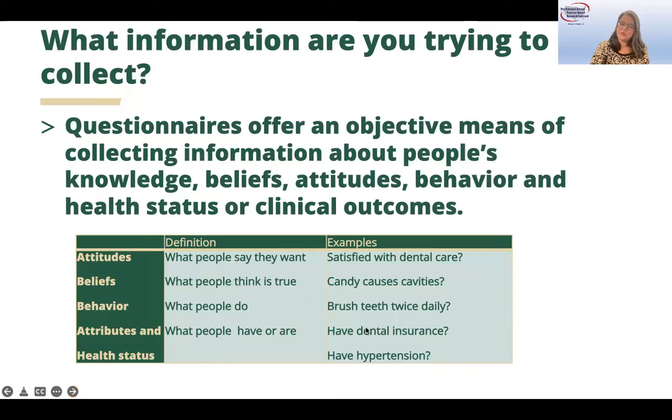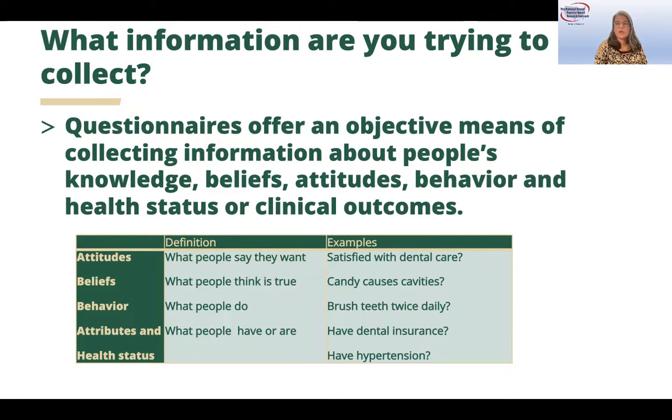What information are you trying to collect when you use a questionnaire? So we could be thinking about attitudes. Are you satisfied with dental care? Beliefs, what people think is true. Do you think candy causes cavities, for example? Behavior, what people do. Do you brush twice daily? Attributes and health status, what people have or are. So do you have health insurance? That would be an attribute or health status, like have you had hypertension?